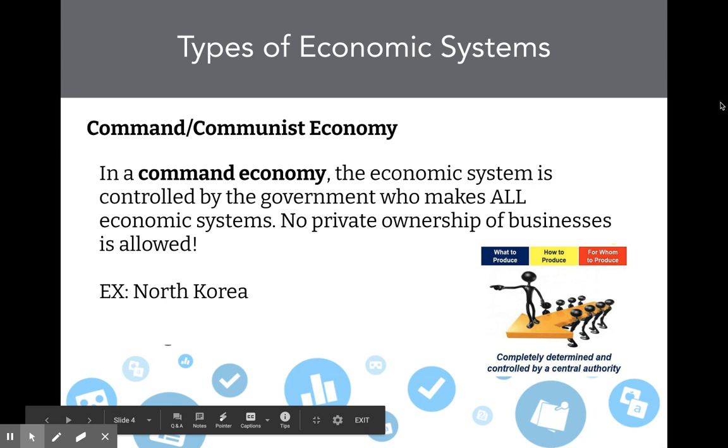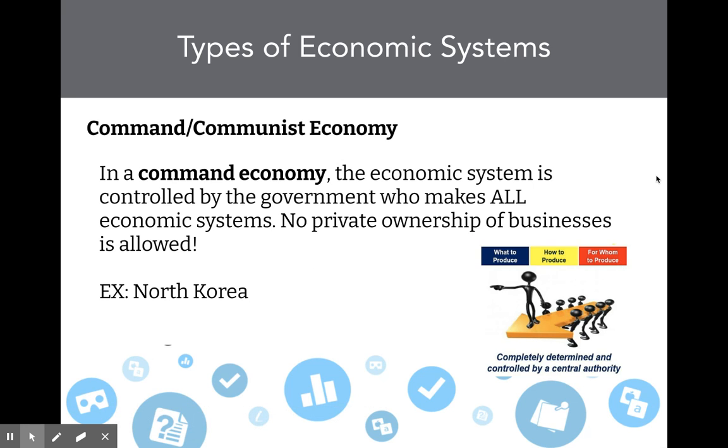And again, I've given you North Korea. They have a command or communist economy, completely controlled. That means you can't open your own private business in that country. It's not allowed. Sorry. You'll have to go somewhere else. Okay. You feel free to stop the video right now if you need to type this definition. Okay, we're going to move on.